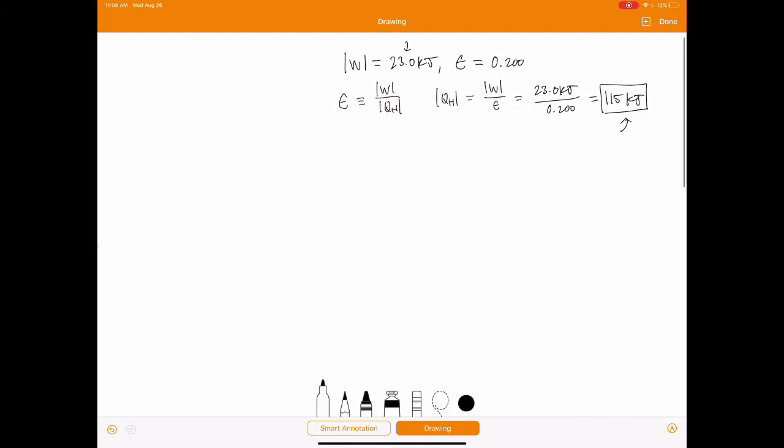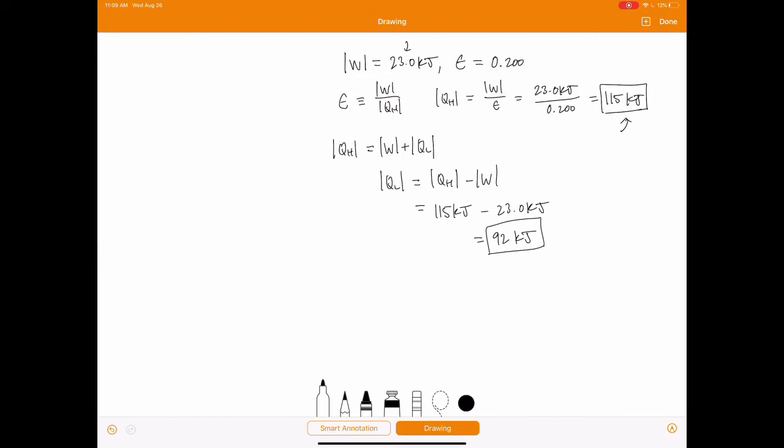If we want to find QL, there are a couple different ways we could do it, but let's bring in the other equation we derived. So QH is equal to W plus QL. And if I want to solve for QL, that's going to be QH minus W. So here, for QH, we have 115 kilojoules, and we want to subtract 23 kilojoules, which gives us 92 kilojoules. So that's the waste heat that gets exhausted into the environment. So in fact, most of the heat that we put in is just converted to waste heat.